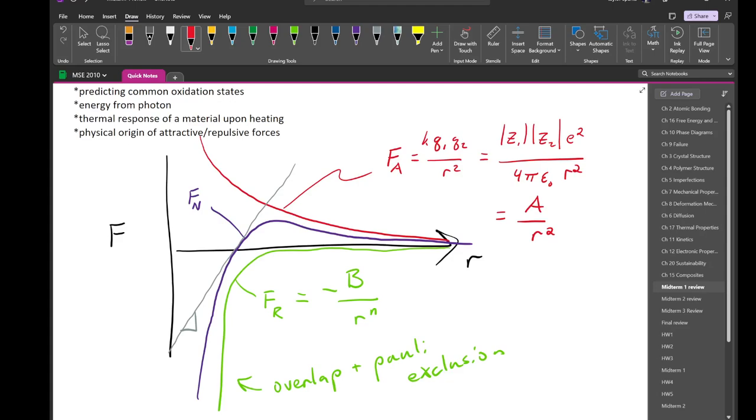So I have a question. Hold up. Question in the back. What was the what squared? That's the charge of an electron, 1.609 times 10 to the negative 19 coulombs.